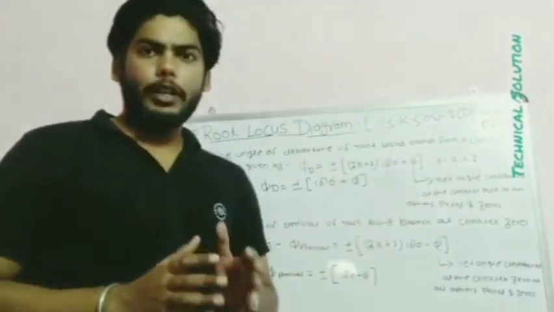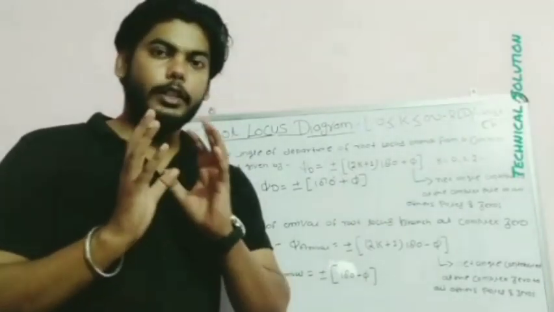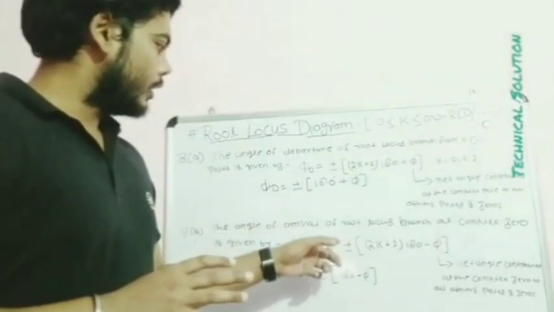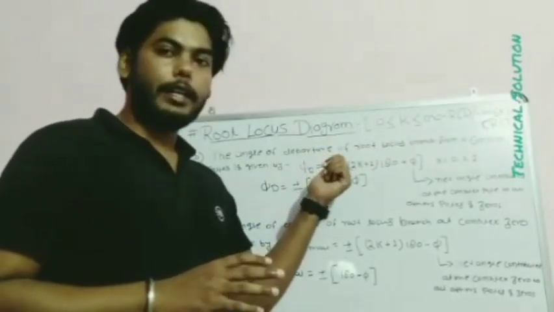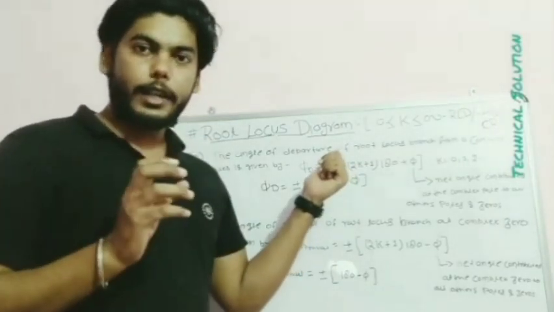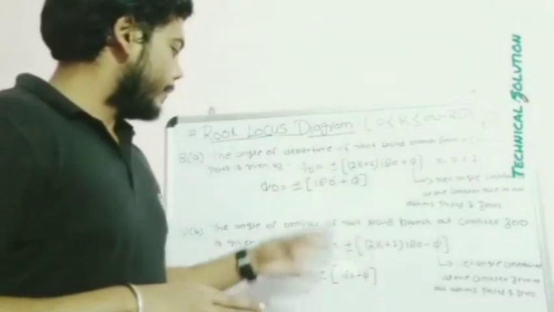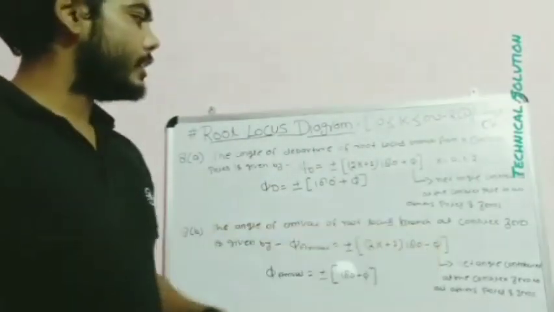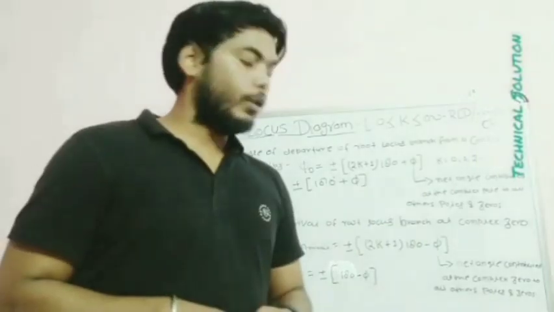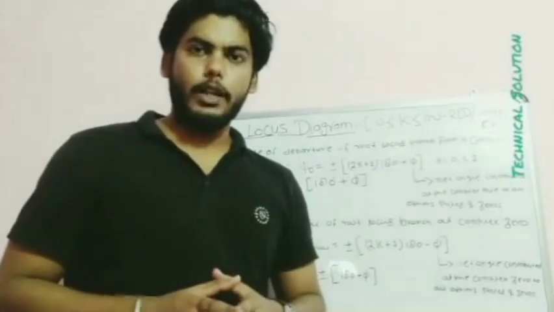Students are very much confused between these two points. In the angle of departure, the plus sign is used for the complex angle, and the negative sign for the conjugate angles, the same as in the angle of arrival. Here phi is the net angle contributed at the complex zero by all other poles and zeros.